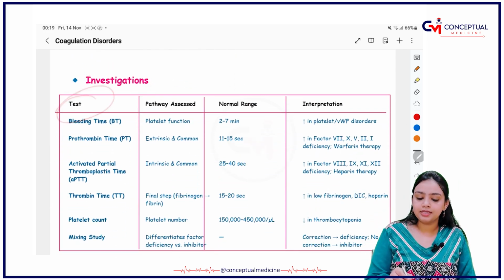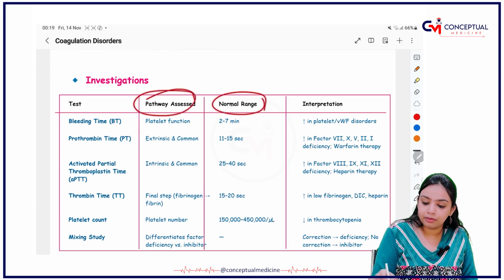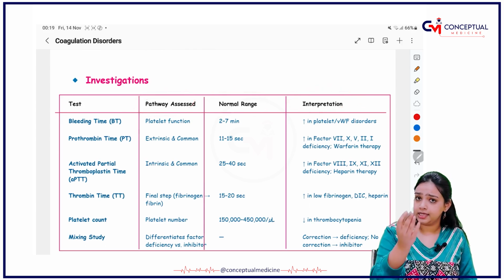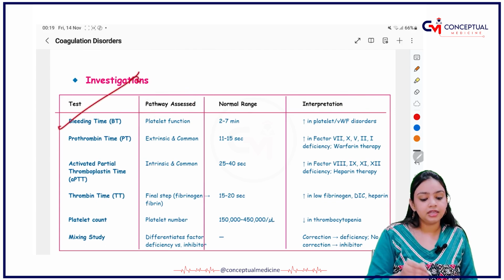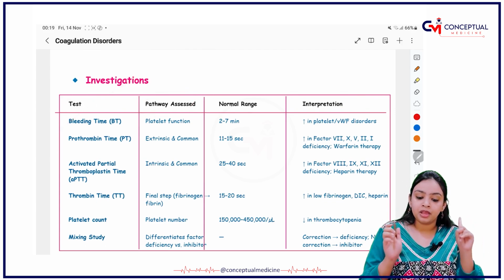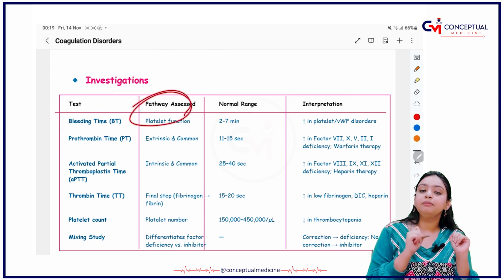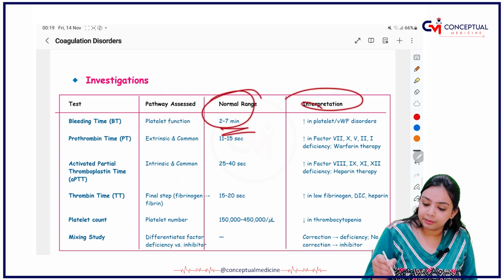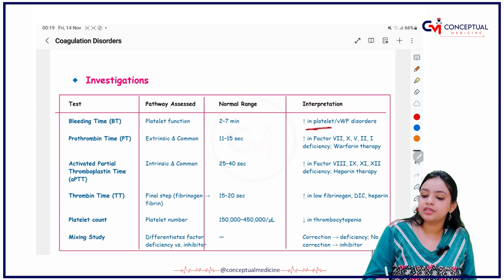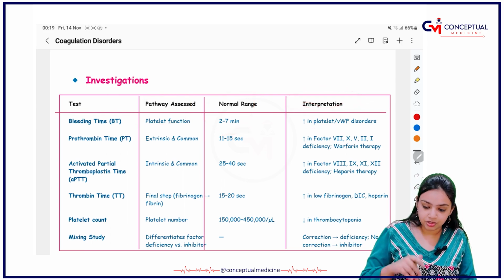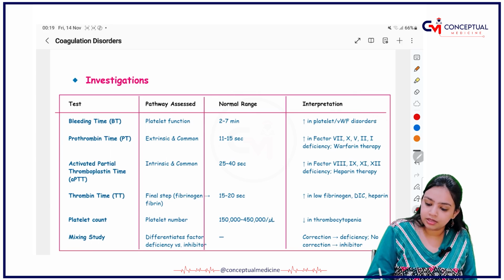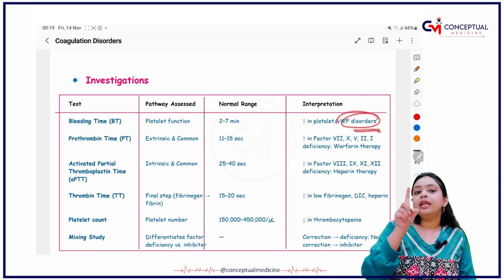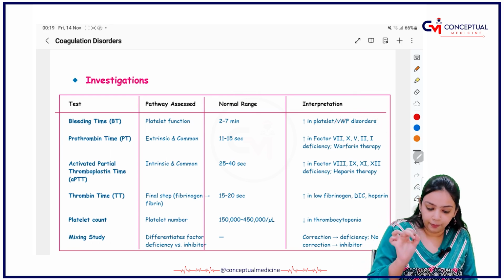What investigations will I do? Here I have written the test, pathway assessed, normal range, and interpretation. Let's see them one by one. First, you have the bleeding time. In the bleeding time, we assess the platelet function. Normal range is 2 to 7 minutes, and in this kind of disease it is increased, which represents that I am dealing with a platelet or VWF disorder.